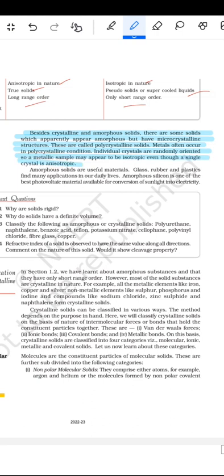Amorphous solids are useful materials: glass, rubber, and plastics find many applications in our daily life. Amorphous silicon is one of the best photovoltaic materials available for the conversion of sunlight into electricity.